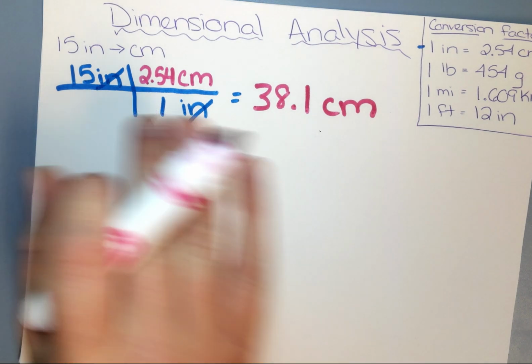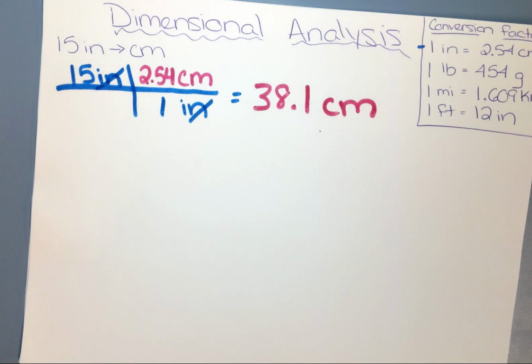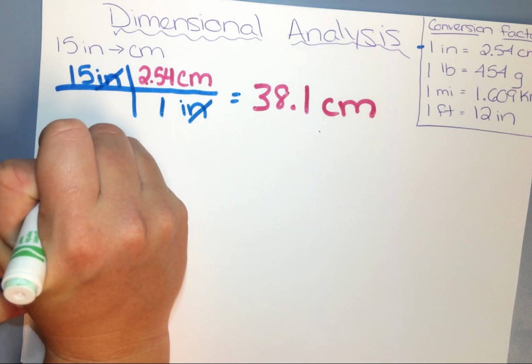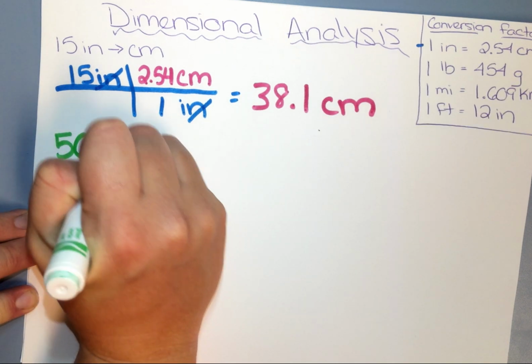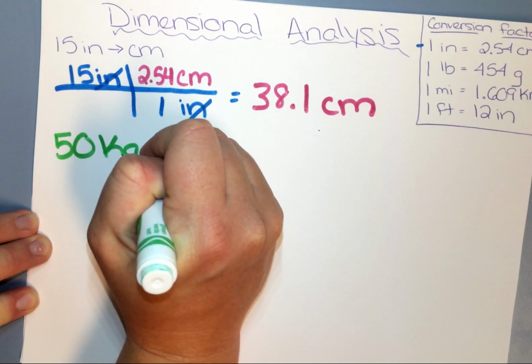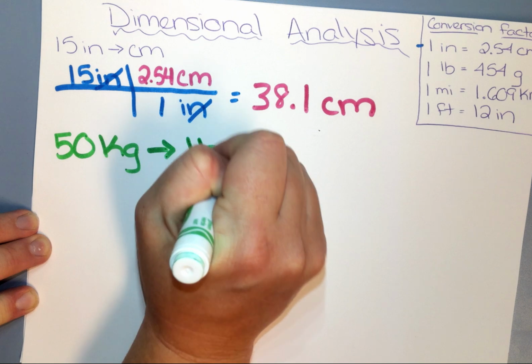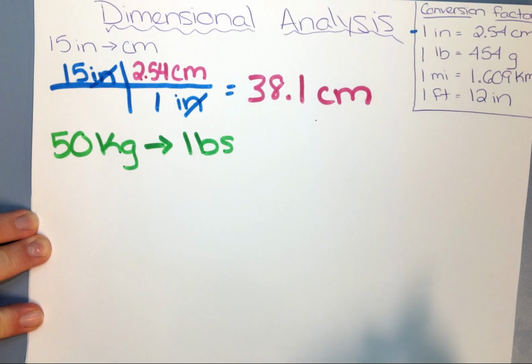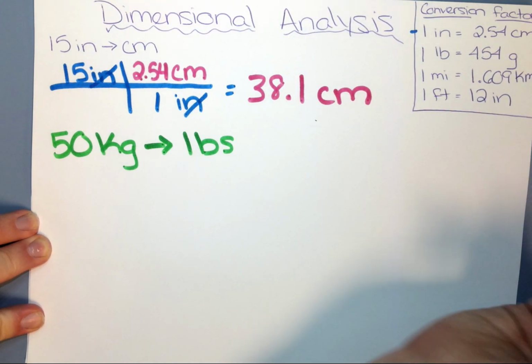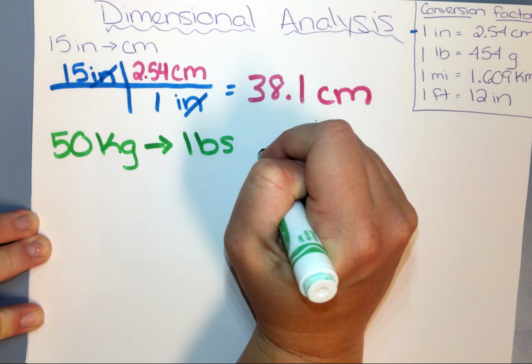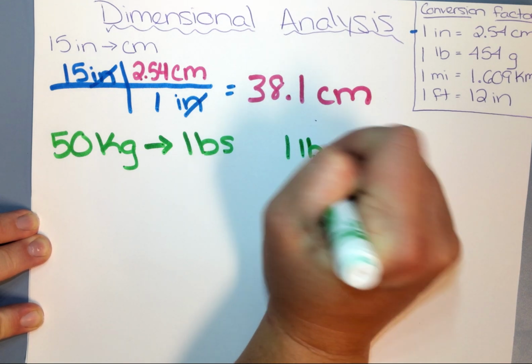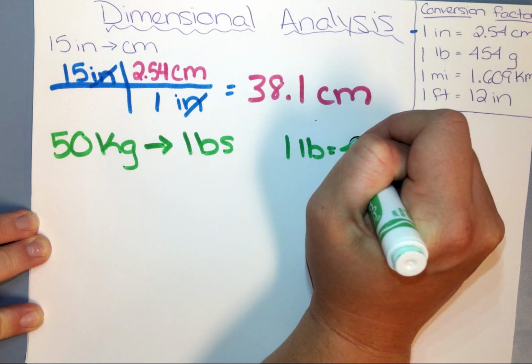Now, sometimes these questions aren't going to be that easy. They're not all going to be one step. So we're going to look at an example of maybe we have to do a little bit more than one step. Like, what if I wanted to go from 50 kilograms to pounds? Now, I know, based on my conversion factors up here, that 1 pound is equal to 454 grams.